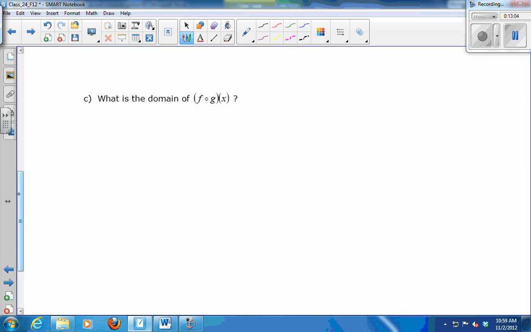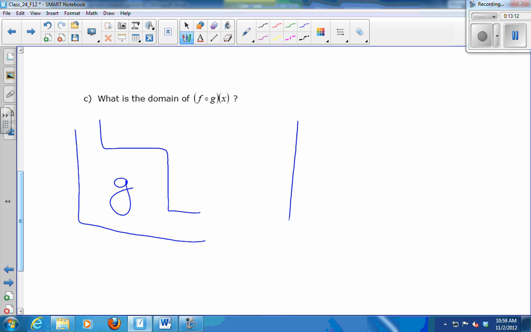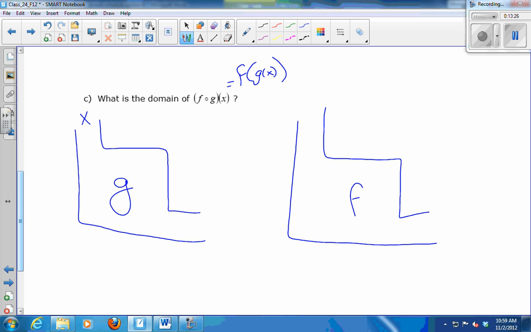So I'm going to draw it as two machines. So we have G is the first machine, and F is the second machine. So what I'm going to do for F composed with G of X, I take X and put it into G. So X goes into G first. Turn the crank on G, and it's going to take X and plug it into 1/x plus 1. So what comes out is 1/x plus 1, right? That's what comes out of the machine.